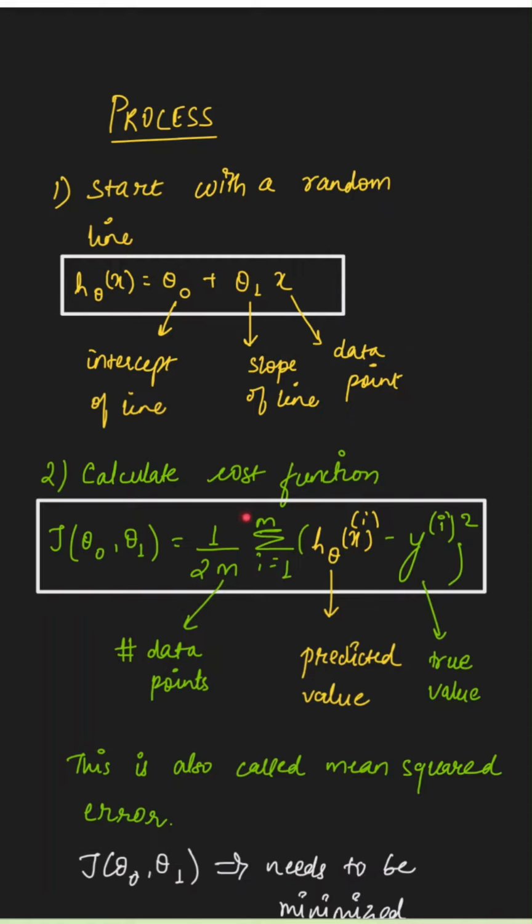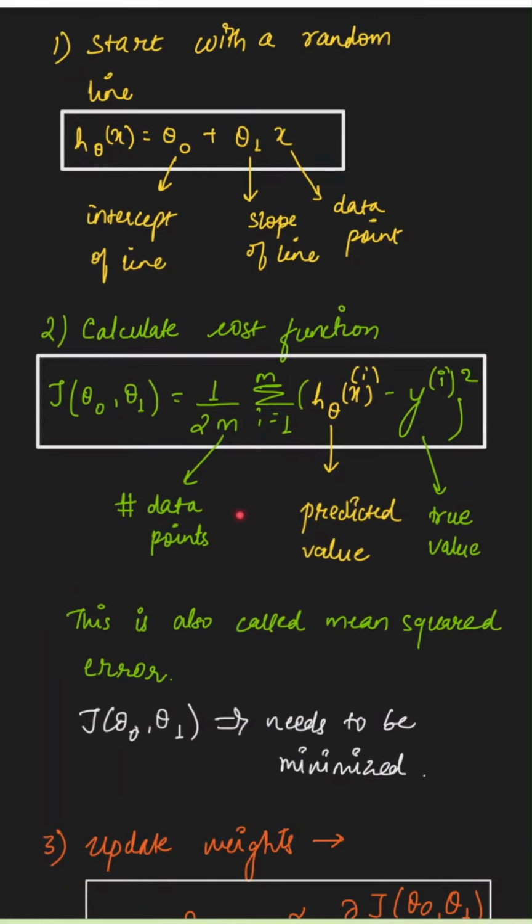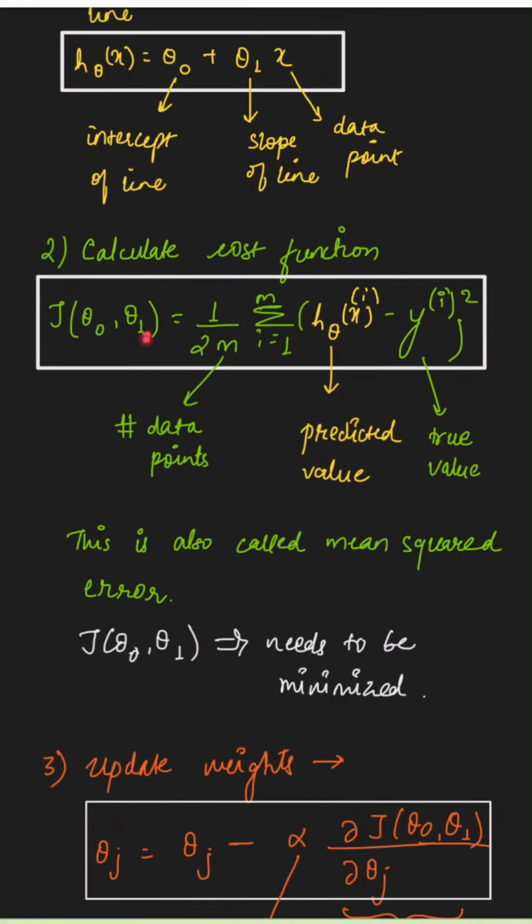Then we calculate the cost function. Now the cost function is denoted by J theta 0, theta 1, considering we just have one independent variable for now. That is given by 1 upon 2m, summation of i equals 1 to m, h theta of x of i minus y i, whole square. Now this is our cost function.